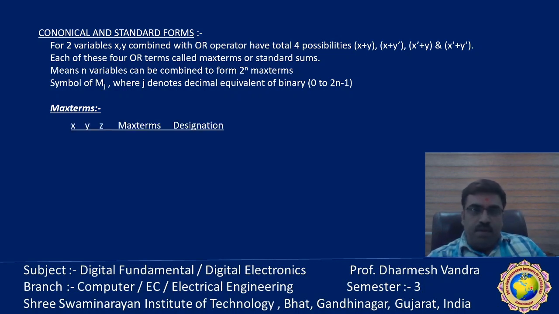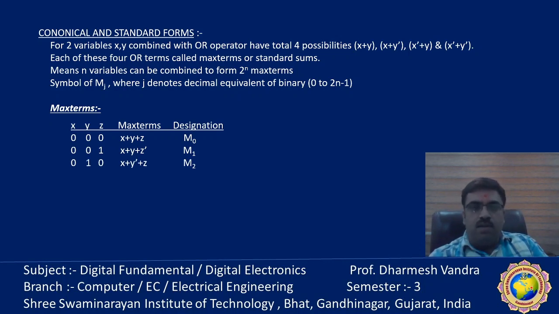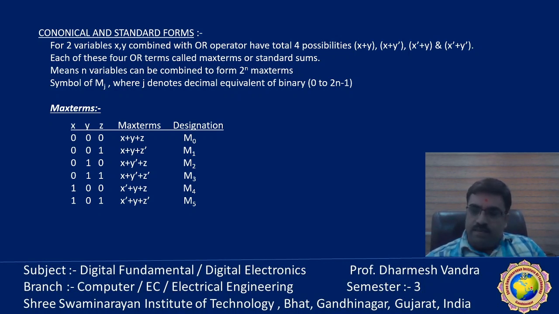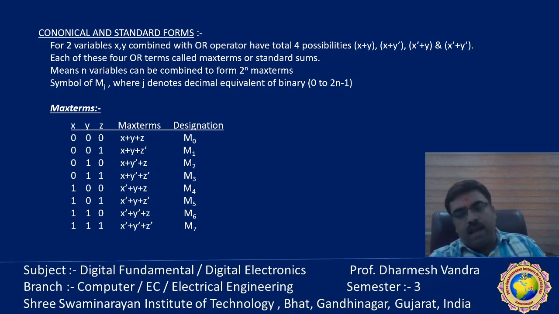Let's see for three variables. The first combination 0, 0, 0: X ORing Y ORing Z is equal to maxterm M0. 0, 0, 1: 1 is replaced by Z dash and 0 by X and Y, so X or Y or Z dash is M1. 0, 1, 0 becomes X or Y dash or Z, M2. 0, 1, 1 is X or Y dash or Z dash, M3. 1, 0, 0 is X dash or Y or Z, M4. 1, 0, 1 is X dash or Y or Z dash, M5. 1, 1, 0 is X dash or Y dash or Z, M6. And if all three are 1, it becomes X dash or Y dash or Z dash, M7.